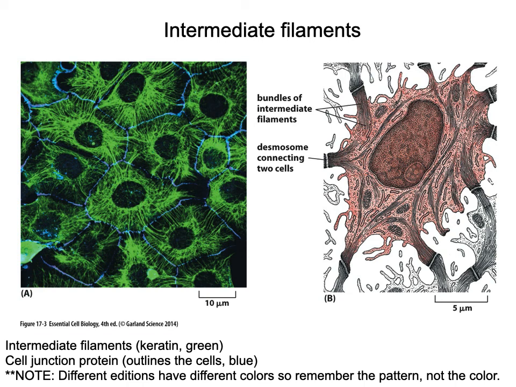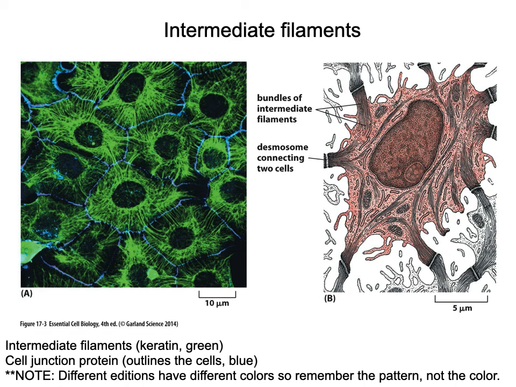Okay, so that spider web appearance, with the lack of staining where the nucleus is, would be where our keratin is, our intermediate filaments. Okay, the reality is it's the center of the nucleus that's not staining. There's going to be intermediate filaments making up the nuclear lamina.